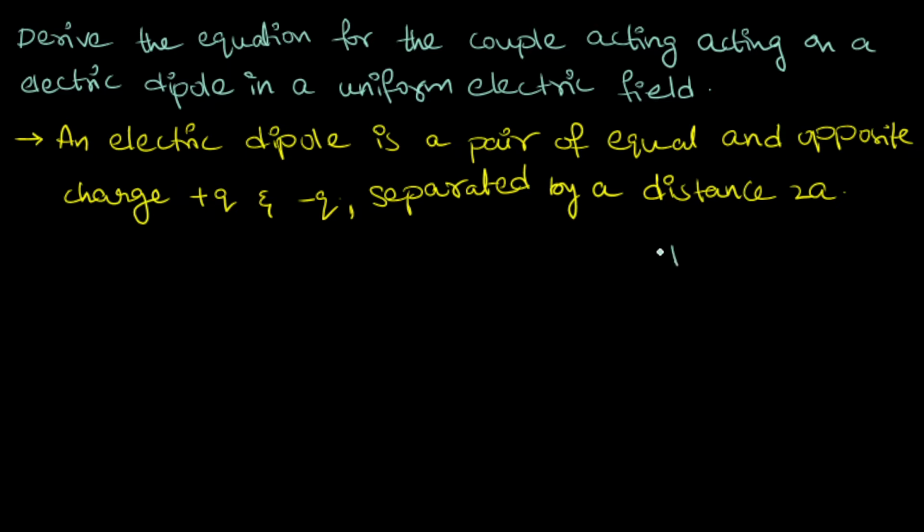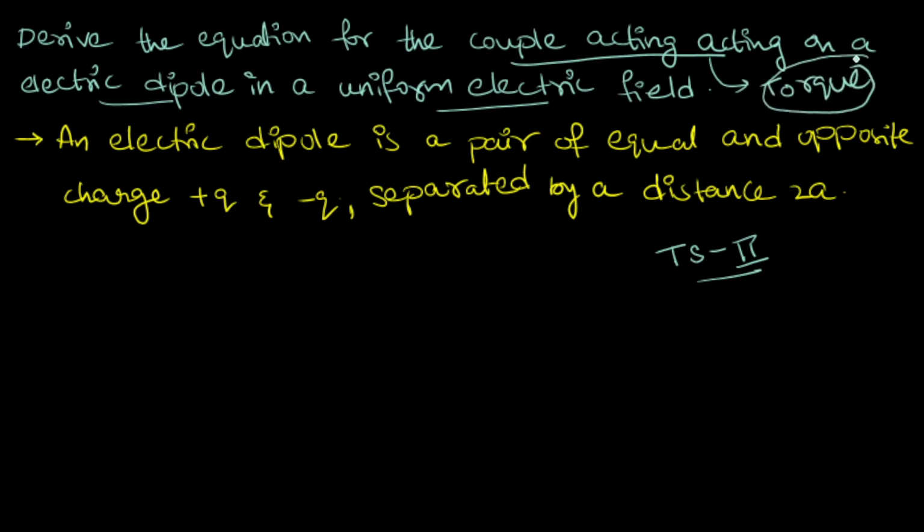In this lecture, I am going to explain one more important question for your TS IPE second year examination. The question is: derive the equation for the couple acting on an electric dipole in a uniform electric field. Couple is nothing but a torque acting on an electric dipole when it is placed in a uniform electric field.